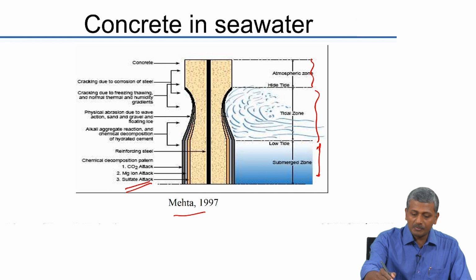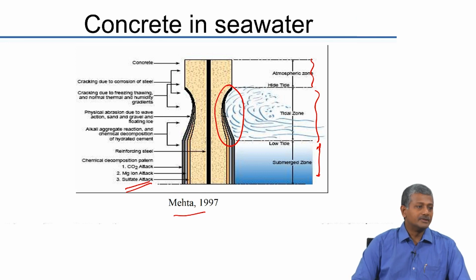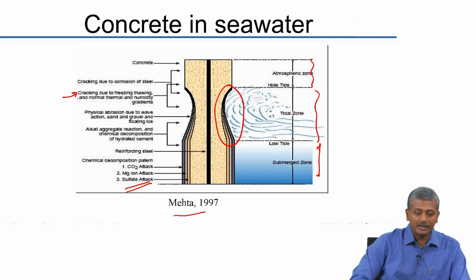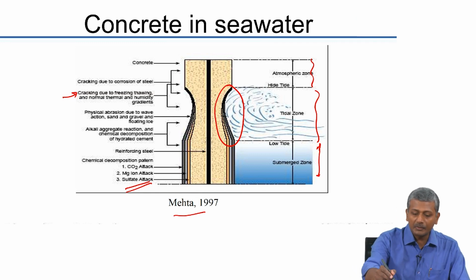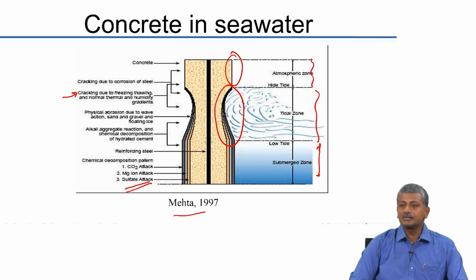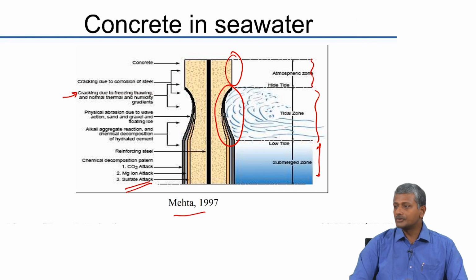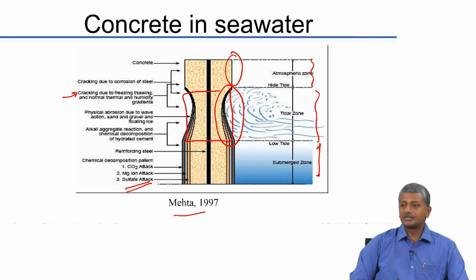Okay. In the case of a splash zone, in addition to the chemical attack, you also have the splashing action of the waves, the drying and wetting caused by the tidal effects, and also cracking may happen because of freezing conditions. And in general, your regular thermal and humidity gradients can also lead to cracking in this zone. Okay. And then you have the atmospheric zone where the primary effect is the saltwater spray, which is going to bring the salt to the surface of the concrete. Okay. So, if you have to design concrete for a marine environment, obviously your choice would be to design it for the part that is exposed to the splash zone.